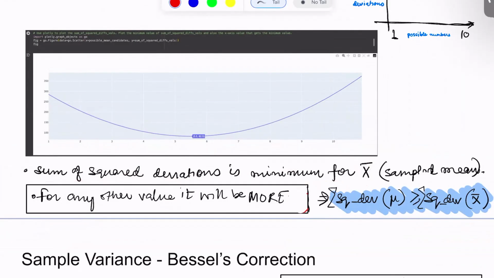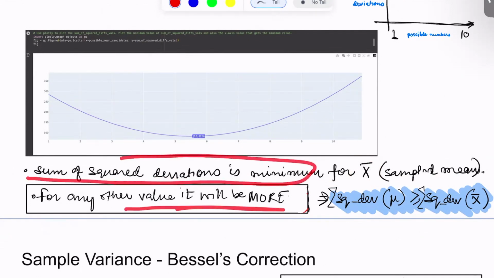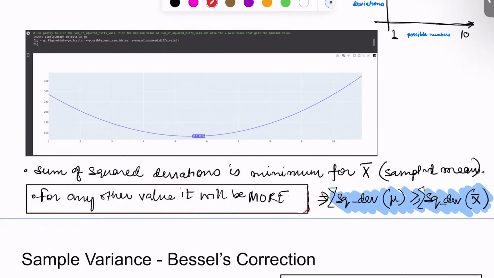Out of all the values that we selected, the sum of square deviation is minimum for the sampled mean. It means that for any other value, the sum of square deviation would be more than whatever we are getting for this sample mean. And if we consider the other value as mu, that is the population mean, the square deviation calculated from mu would be more than the square deviation calculated from x bar.